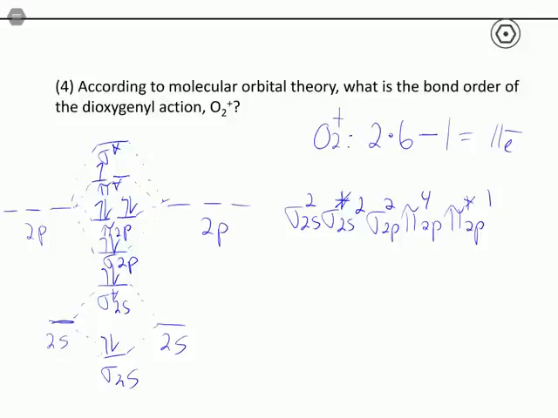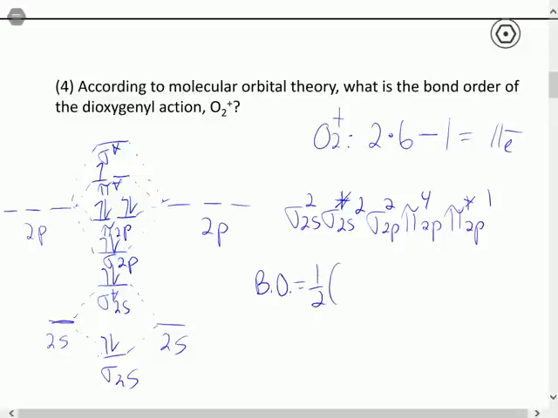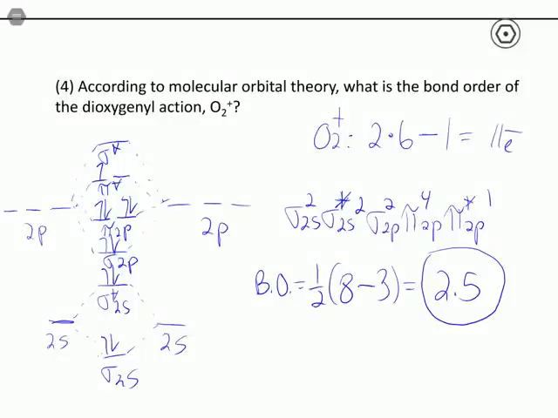Okay, so with this configuration, we can calculate bond order. Bond order is 1/2 times the number of electrons in bonding orbitals minus the number in anti-bonding orbitals. So we have 2, 4, 8 electrons in bonding orbitals: 2 in sigma 2s, 2 in sigma 2p, 4 in pi 2p. So 8 of our 11 electrons are in bonding orbitals, and the other 3, the 2 that are in the sigma star 2s, and the 1 that's in the pi star 2p, are in anti-bonding orbitals, so we get a bond order of 2.5. Molecular orbital theory allows us to easily predict half bond orders, fractional bond orders, which would not be something that's easy to do using Lewis structures.